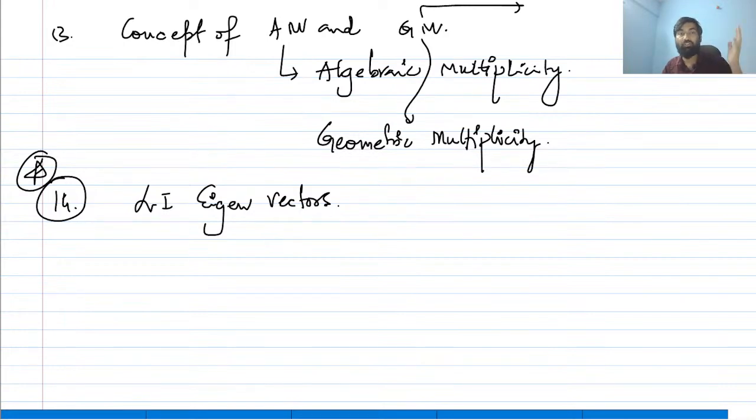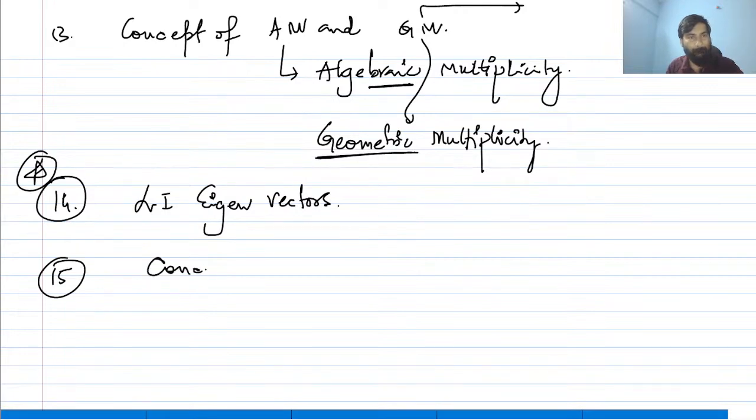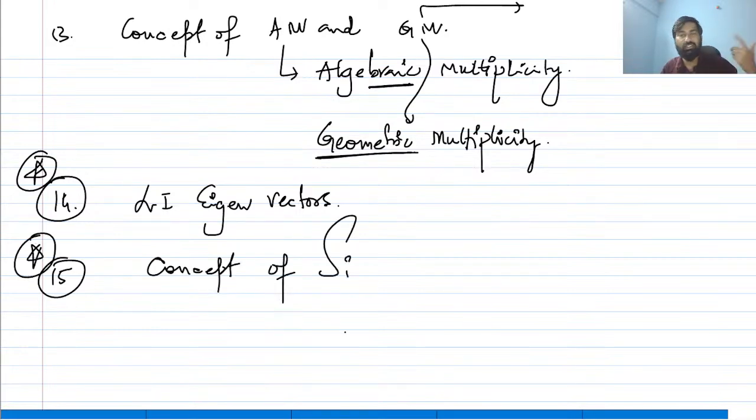So if you know the concept of AM and GM, and if you know how to describe eigenvalue and eigenvector algebraically and geometrically, what is the meaning of geometrically? With the help of vector interpretation. I will show you in a while. And then we will discuss the 15th topic, the concept of similar matrices, and this topic was asked from my notes this year in GATE 2023.